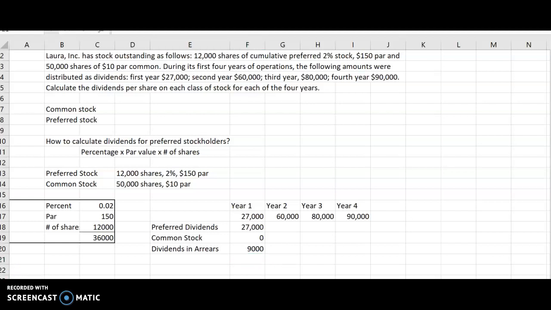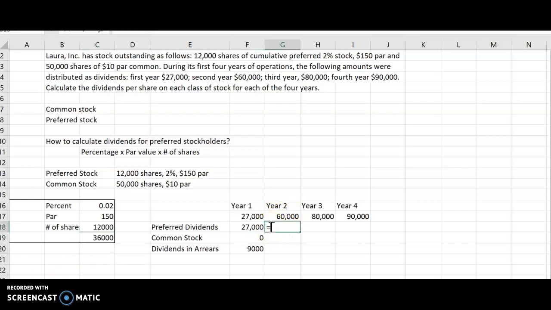And we'll give that to them when we have it to give out. Okay, looking at year 2, we owe them the preferred $36,000 because that's what we pay them each year, plus we owe them $9,000 for dividends in arrears. So we have plenty, so let's give it all to them.